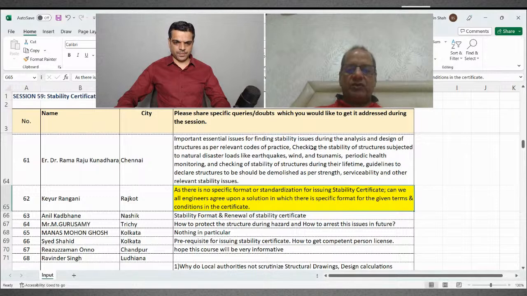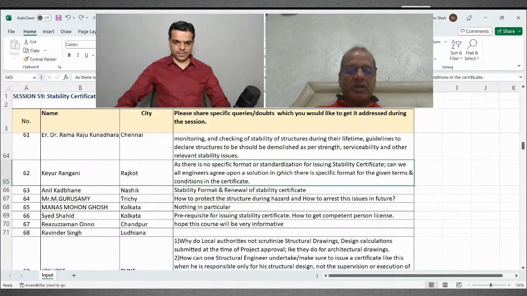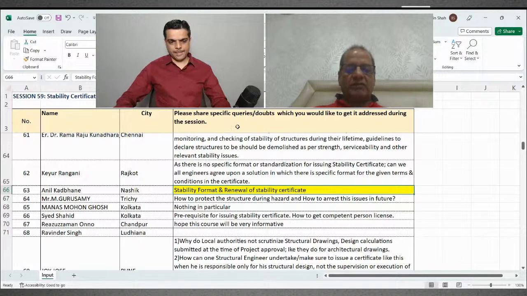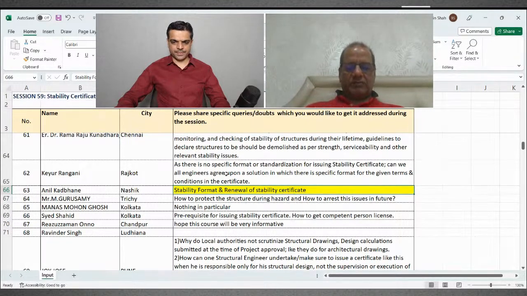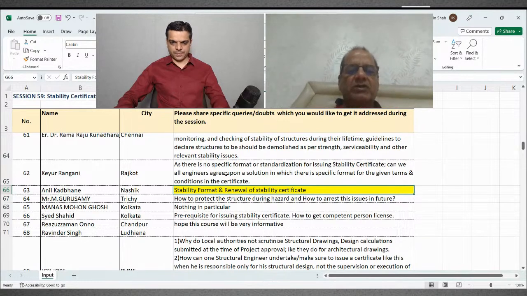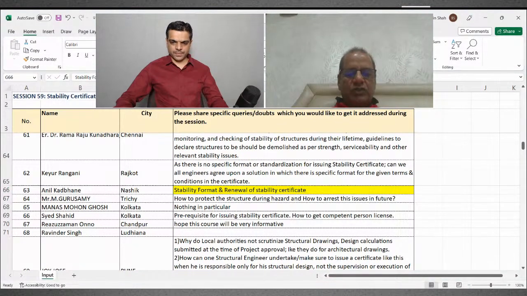Stability format and renewal of stability certificate. Structural design certificate is issued once only in the beginning, because after that the design is not changing if there is no additional alteration done. But if there is an additional alteration done, then the renewal of the stability certificate should be done by proper assessment and analysis and in situ concrete strength of that time.